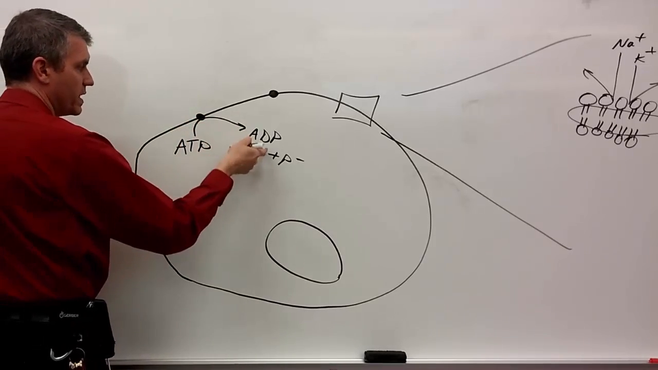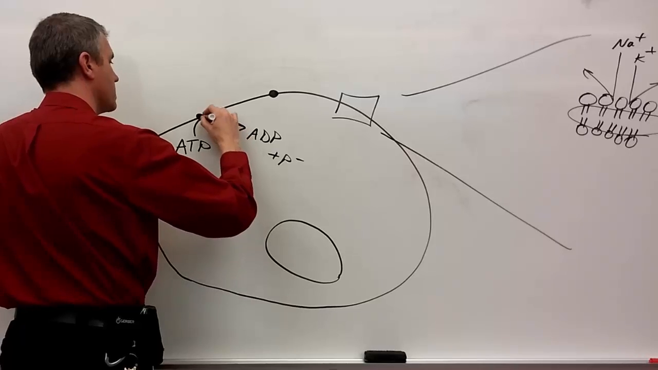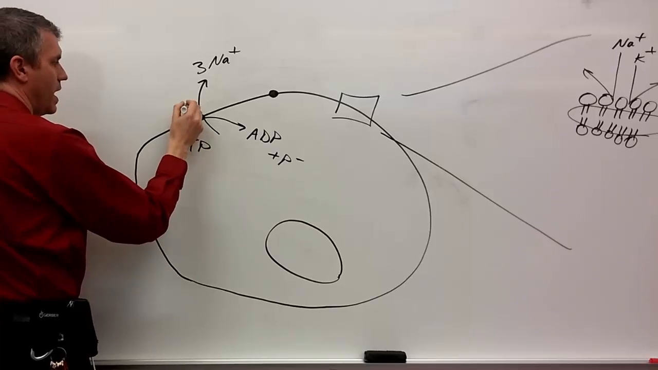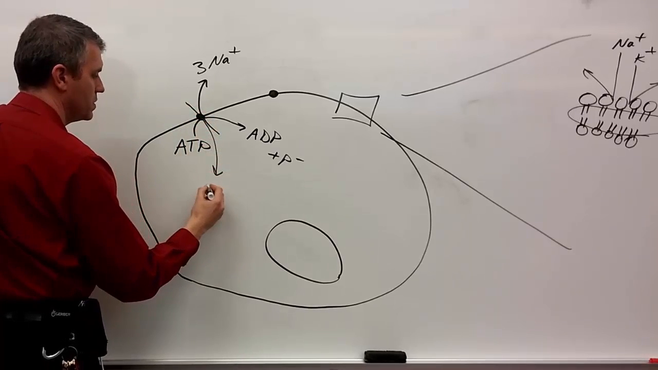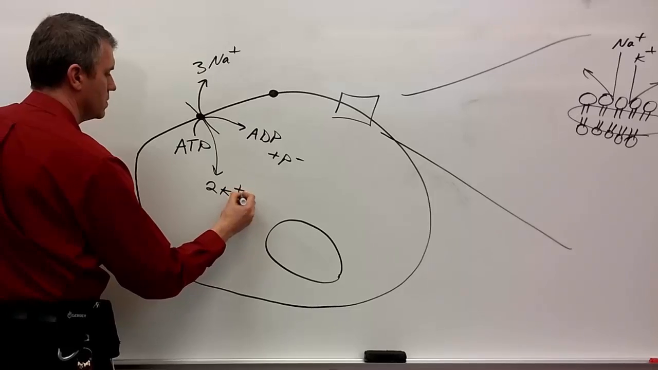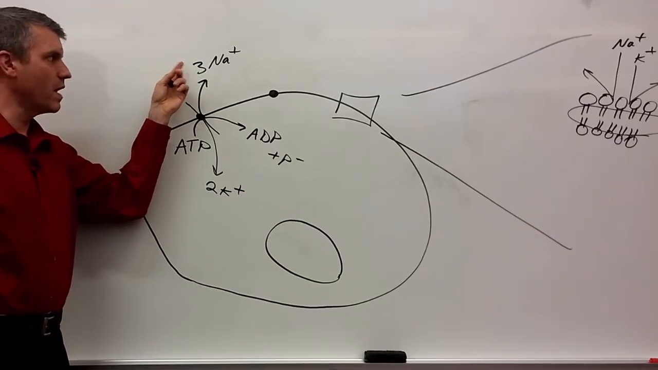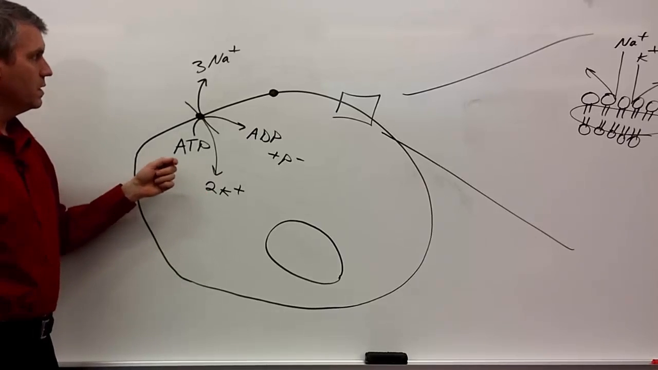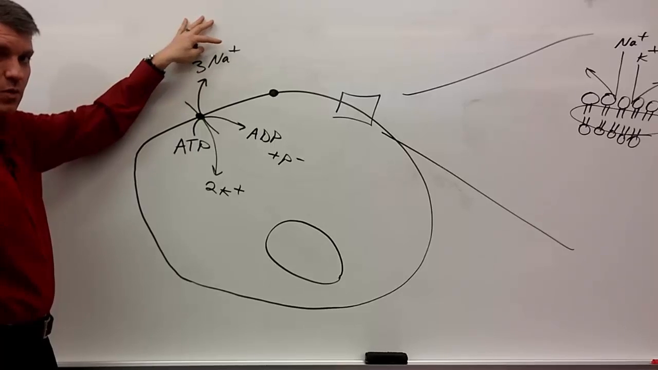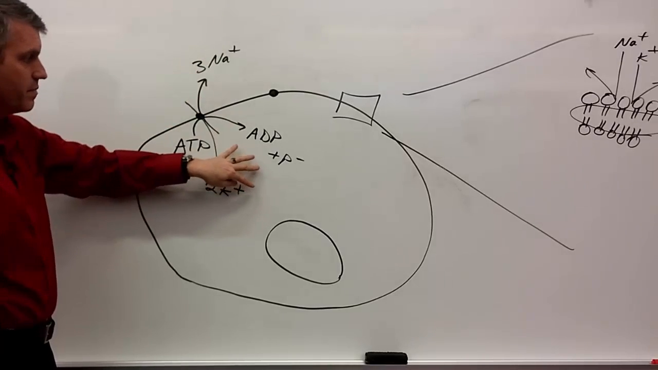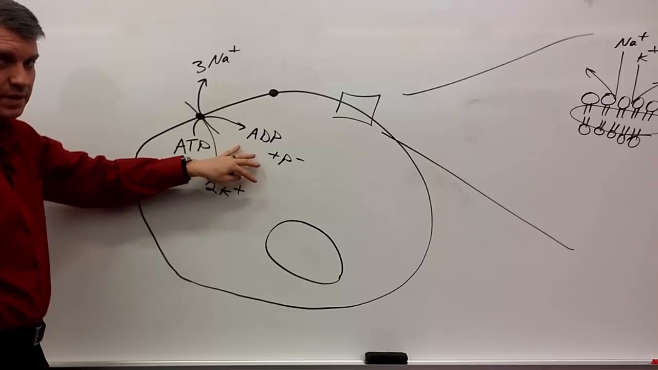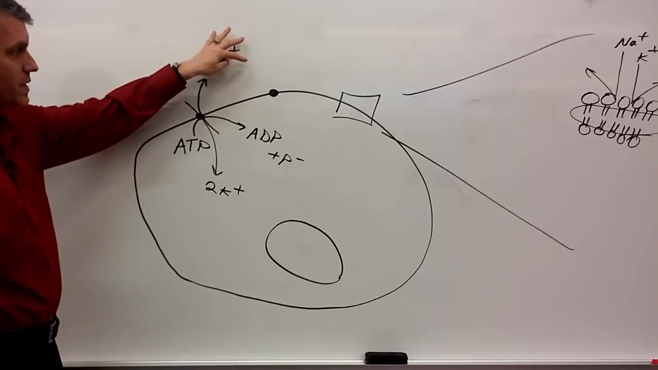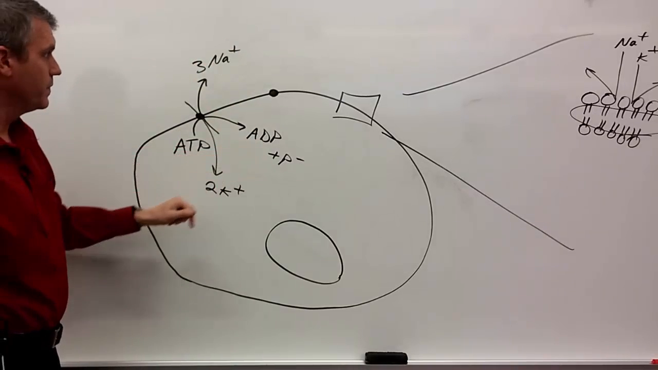The energy from removing that phosphate group is used to do this, to pump out 3 sodiums, and at the same time to pump in 2 potassiums. To pump out 3 sodium ions and to pump in 2 potassium ions. This creates a difference in concentration, of course, of sodium on the outside of the cell and potassium on the inside of the cell. There's more potassium on the inside of the cell, less potassium on the outside, and there's more sodium on the outside of the cell, less sodium on the inside.